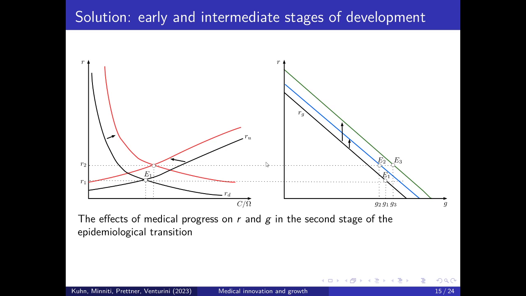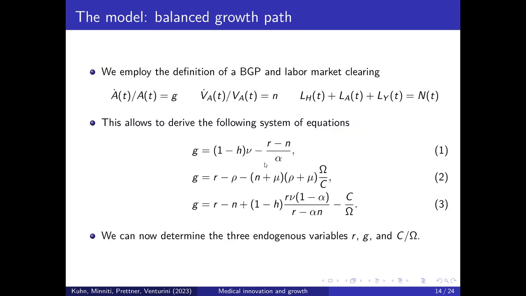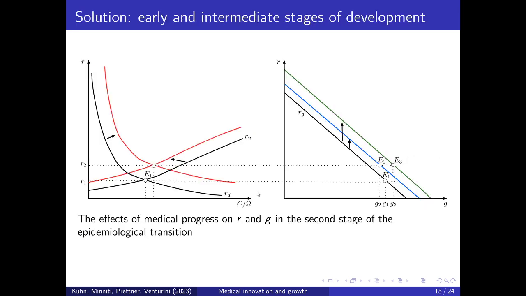Now in early stages of development, M does not yet induce a lot of additional healthcare spending H. Medical innovation mainly reduces child mortality. That means it increases population growth, but only growth of the young cohorts. It does not yet increase growth of the working age population. That basically means that N increases, and these two curves shift upwards, so the RD and the RU curve, so that we will get an intersection between the two curves at a higher interest rate, while the effect on the consumption asset ratio is ambiguous, but the interest rate will definitely increase.